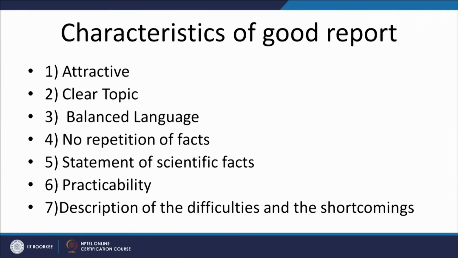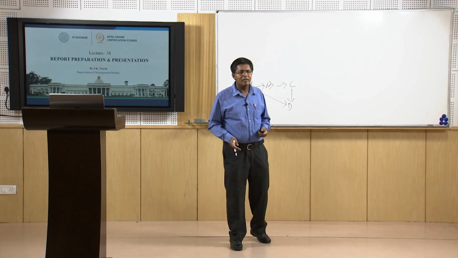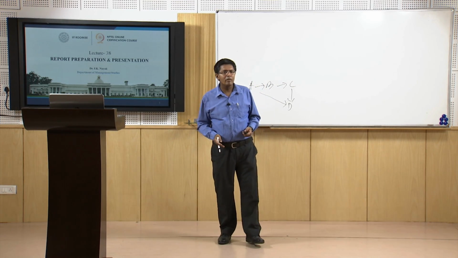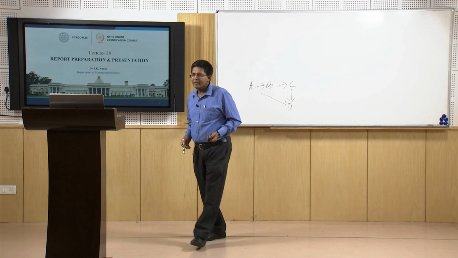Do not repeat facts, duplication of facts should be avoided in report writing. Statement of the scientific facts. So, you have to give the statement behind the scientific facts. Practicability, the report should be highly practicable in nature, and description of the difficulties and the shortcomings. If there is any difficulty, any shortcoming, it should be explained properly. This is what a good report looks like, right.